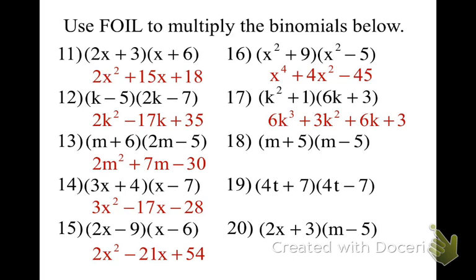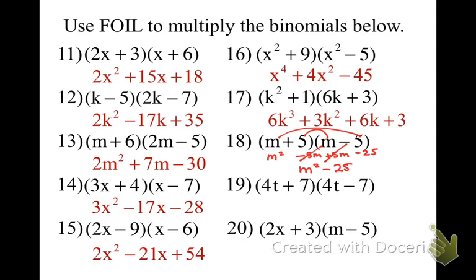I'm going to kind of enlarge it. Look what happens. We get m squared, right? And then notice my outside is going to be negative 5m. My inside will be positive 5m. And my last will be negative 25. So what happens when I have negative 5m and positive 5m, they negate each other. We're left with m squared minus 25.